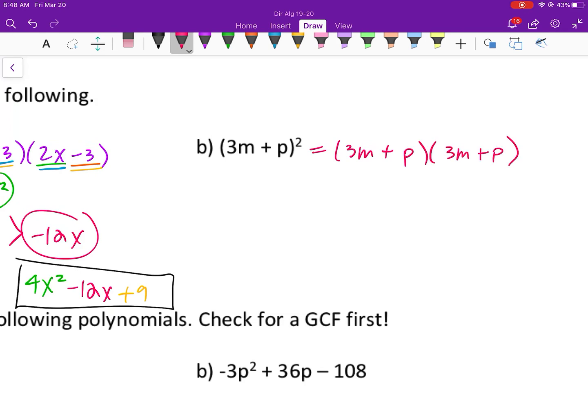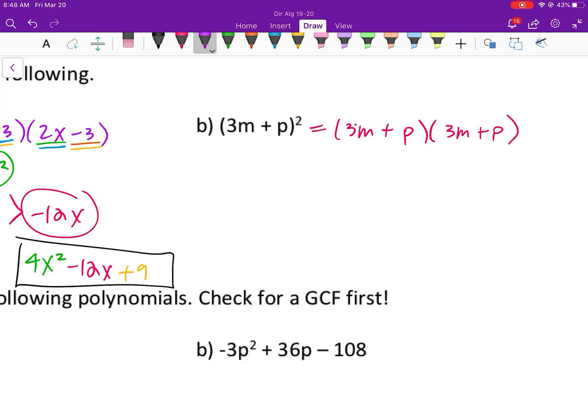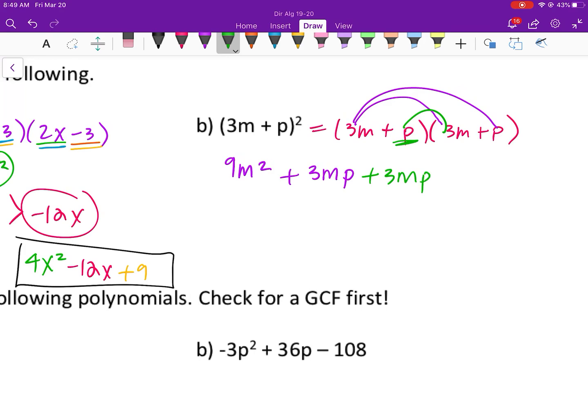So if I take 3m plus p times 3m plus p, we double distribute 3m times both terms in the second set of parentheses. 3m times 3m is 9m squared, and then 3m times p, well, they have different variables, but that's okay. We just call it 3mp. We always go alphabetically, and then we'll distribute that p to everything in the second set of parentheses. Now notice we again have a 3 and an m and a p. If we keep the letters in the same order, that's easier for us to see that we're going to be able to combine those like terms.